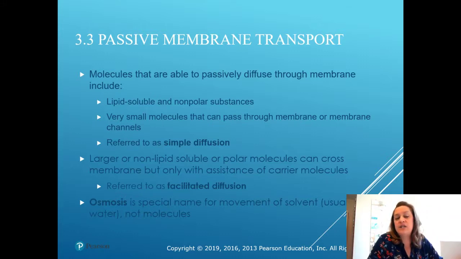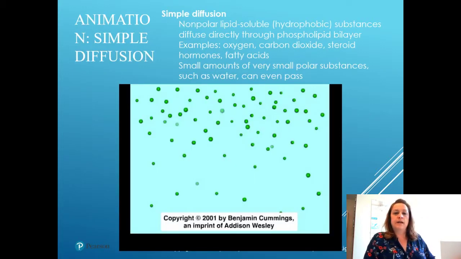And then osmosis is an interesting membrane transport mechanism in that it's just the diffusion of water, but it's so special and so important to the maintenance of homeostasis in the human body and the body of most organisms that the passive transport of water gets its own special name called osmosis. All right, so a simple diffusion animation. Again, if you can't open this, please go to Mastering and take a look at it.